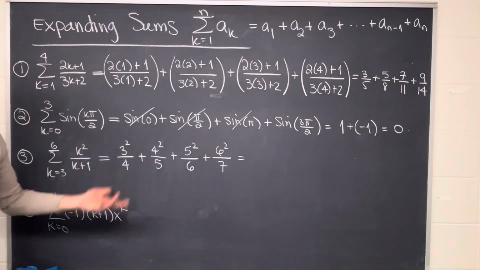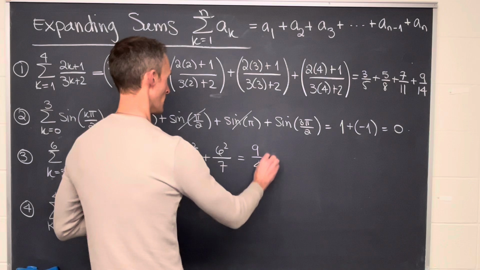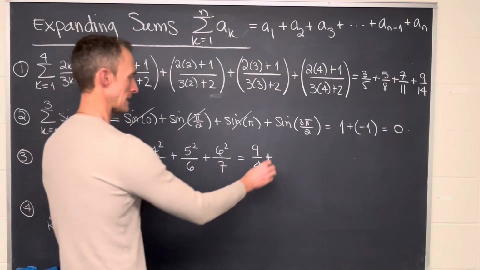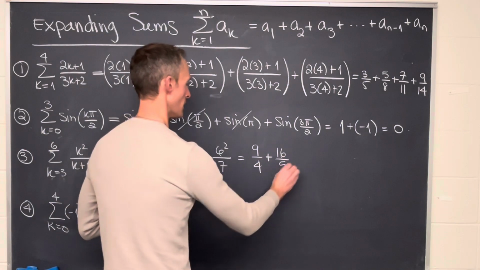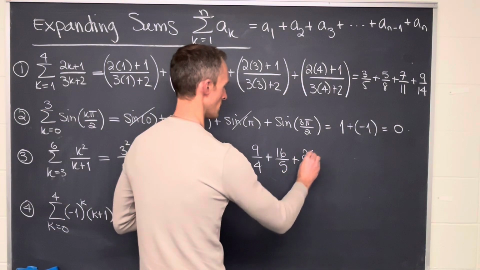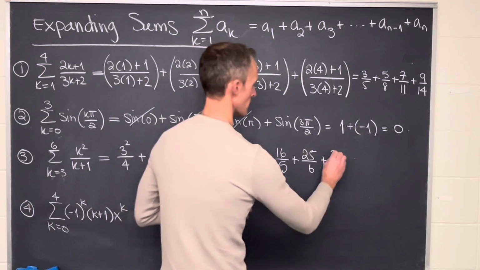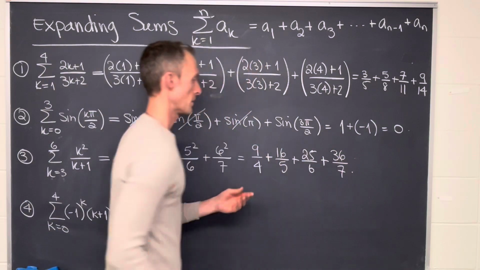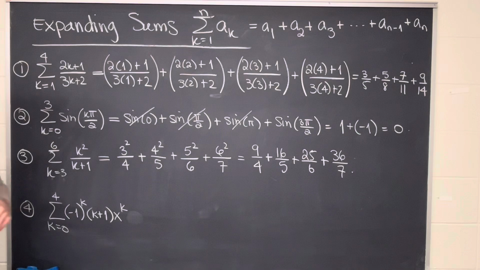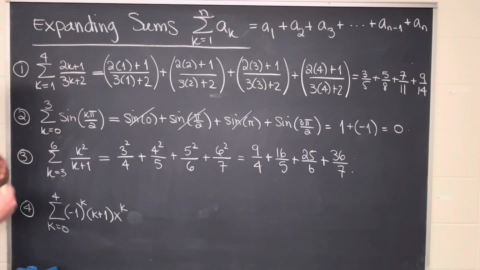And then we could obviously work this out if we wanted to. 3 squared is 9, so this is 9 divided by 4. Plus 4 squared is 16, so 16 over 5. 5 squared is 25, 25 over 6. And then 6 squared is 36, so 36 over 7. So that would be the expanded form of this sum. Okay, and again, we could do the arithmetic, that's fine. All right, one more for good measure.